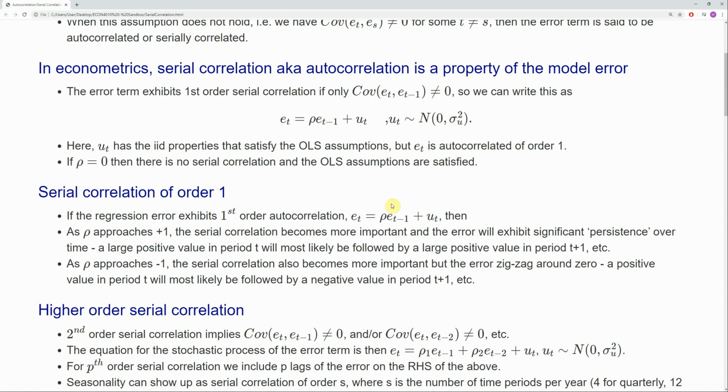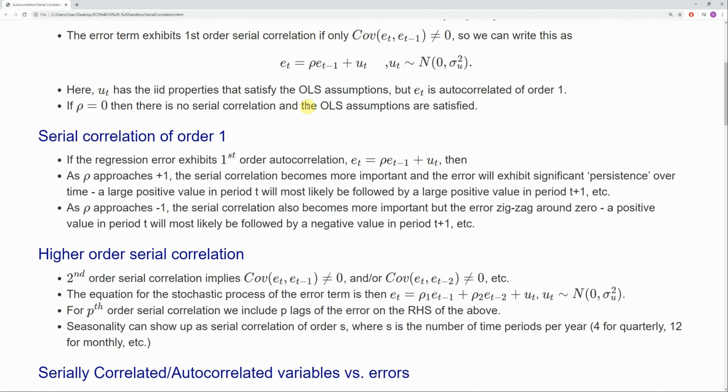In econometrics, serial correlation, also known as autocorrelation, is a property of the model error. That means, as we talked about, that the covariance between the error term at time t and the error term at time t minus 1 is non-zero, which exhibits first order serial correlation. We can show that with a regression formula, where we have E_t on the left hand side and E_{t-1} on the right hand side. If we get significant results for rho, then we have some type of correlation between E_{t-1} and E_t.